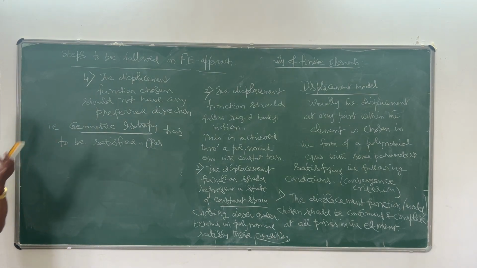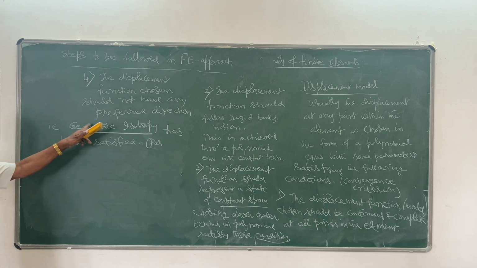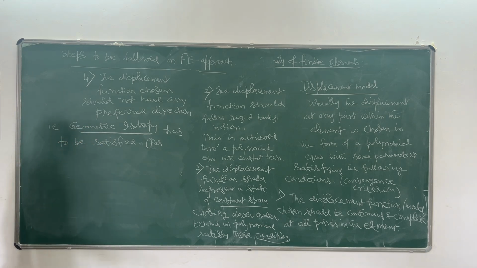One term you should have is a constant, the lower order term. The other higher order terms in the polynomial, whatever you choose, you should choose in such a way that geometric isotropy is satisfied. You should not have any preferred direction. You should be perfectly symmetric about a line, about an axis of symmetry. So geometric isotropy has to be satisfied.